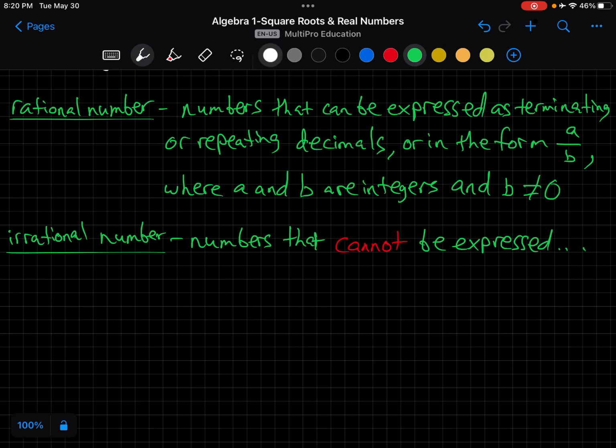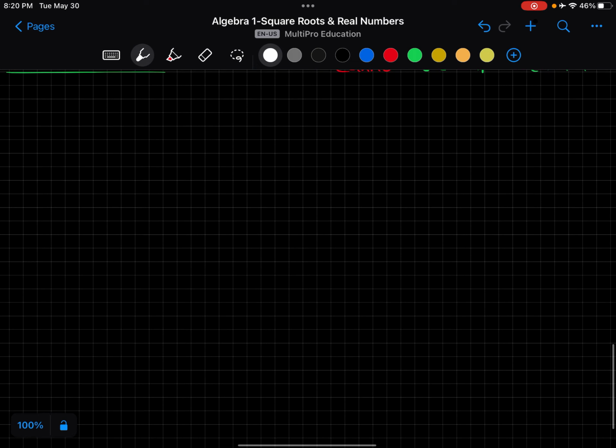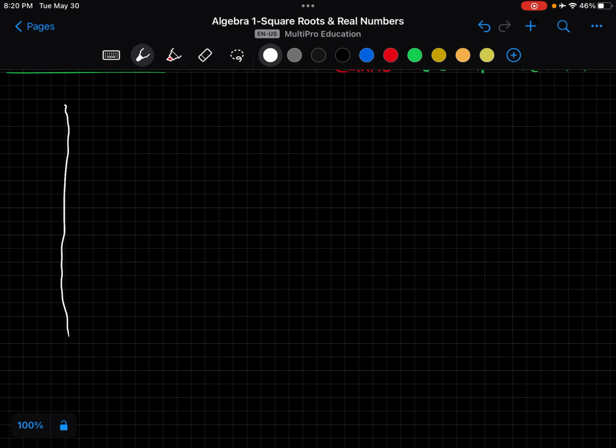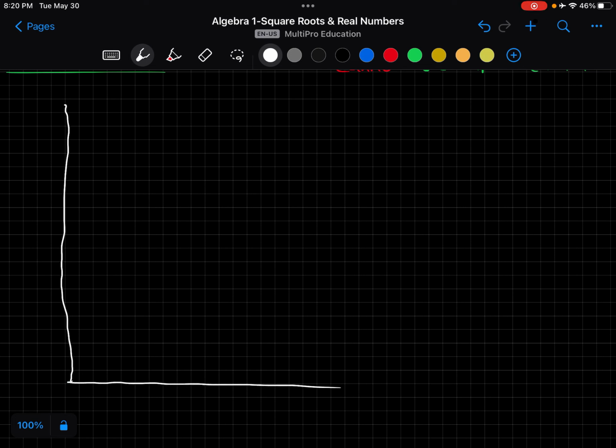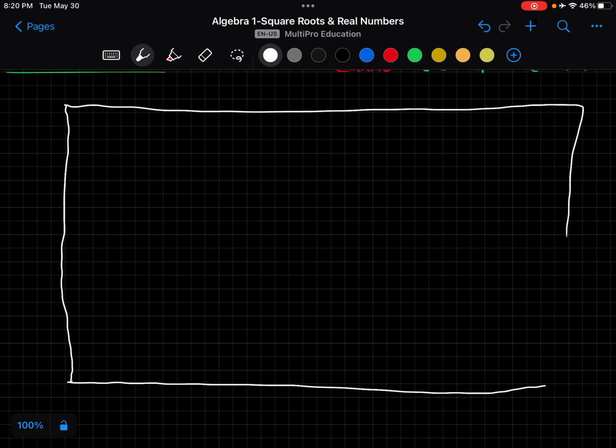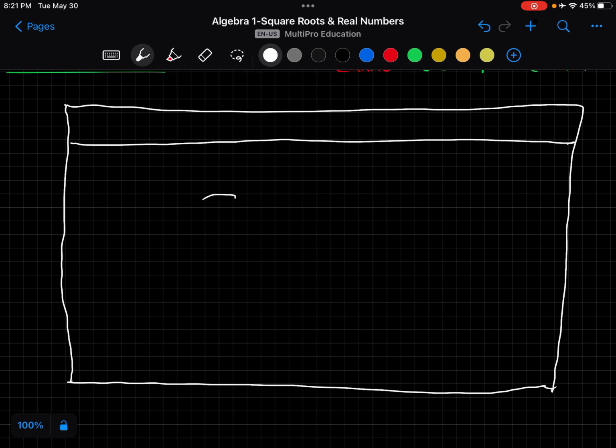So let's look at a little diagram. Okay, we're going to draw a box. Box, box. Box, box. Alright. And we are going to draw inside this box some more lines.